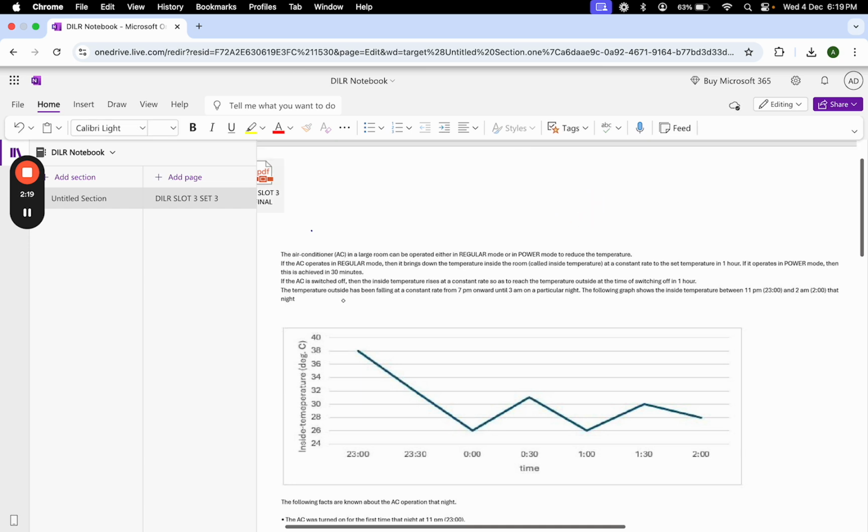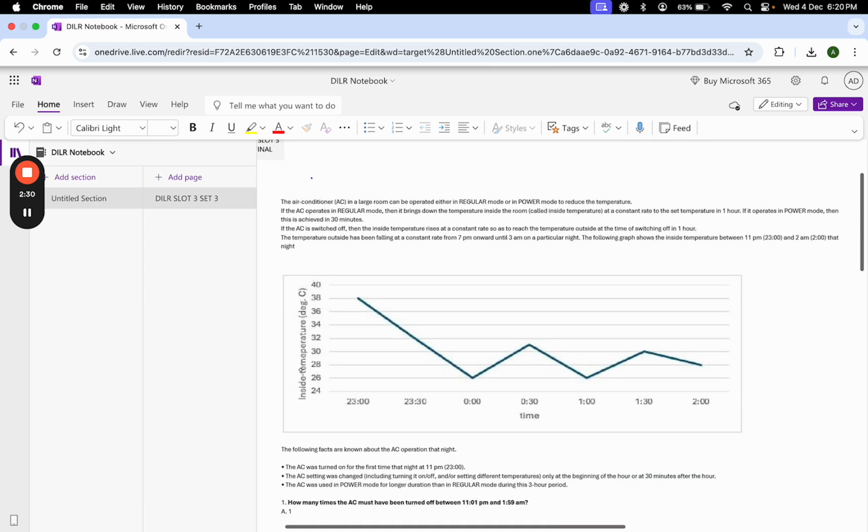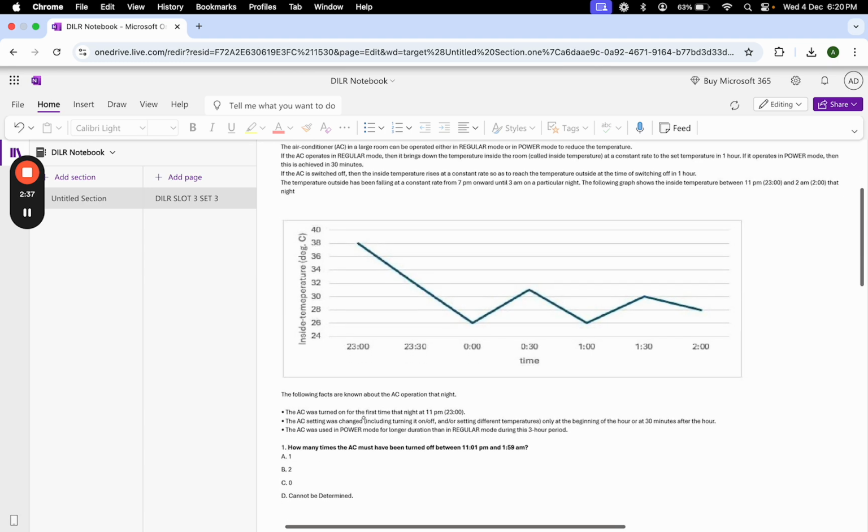Very clear. The temperature outside has been falling from 7 p.m. until 3 a.m. one particular night. The graph shows the temperature between 11 and 3 that night. Let's see what the graph has to offer. The graph is basically showing the room temperature. Now the AC was first turned on for the first time that night at 11 p.m. The AC setting was changed at the beginning or after 30 minutes. The AC was used in power mode for longer duration than in regular mode during this 3 hours. Cool.